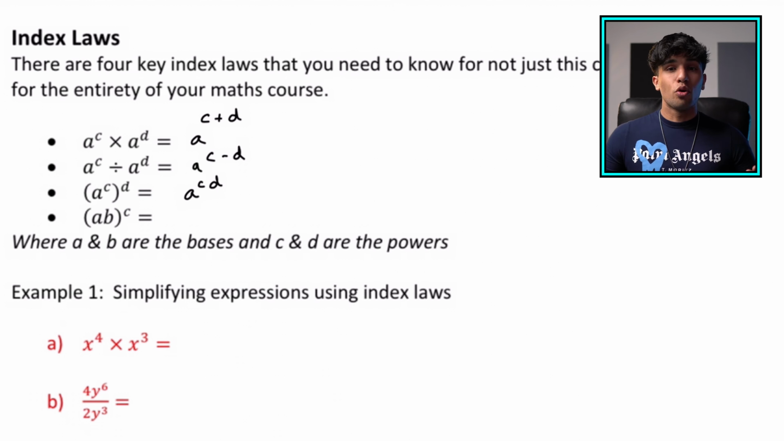In our last law, we have 2 integers multiplied by each other in a bracket, and that whole bracket has been raised to the power of c. To answer this, we raise both integers to the same power, the power c, giving us a to the c times by b to the c. Now that we know these 4 index laws, we can apply this to some questions.